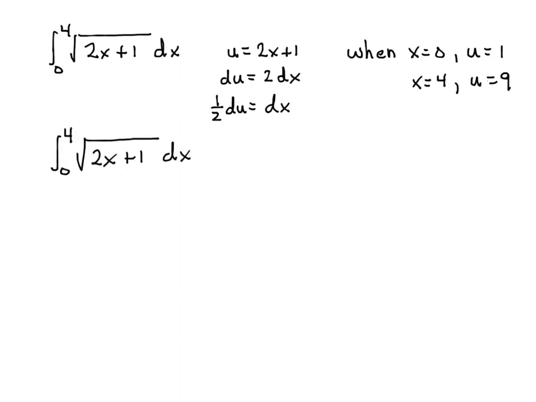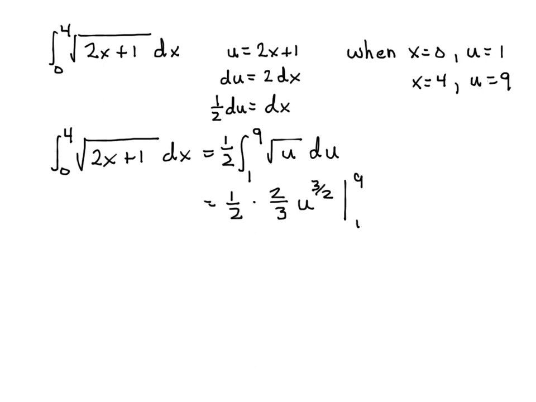And so this 0 to 4 times the square root of 2x plus 1 as an integral transforms into 1/2, remember, that's what we get from our differential element here, and then we just have a du and then the square root of u. We know that our integration limits are 1 to 9 because when x was those values, u is now 1 to 9. And so the antiderivative of the square root of u is just going to be 2/3 u to the 3/2, and then I'll just plug those values in.